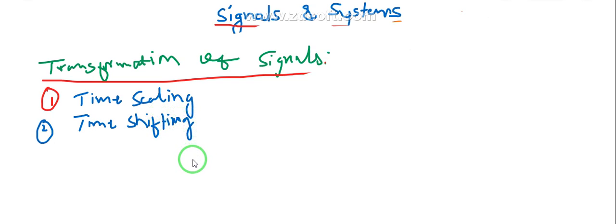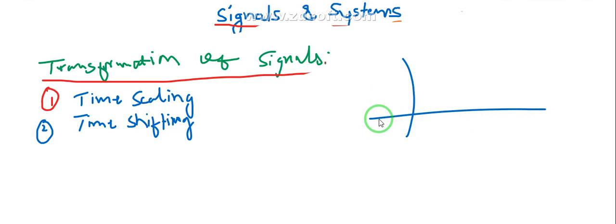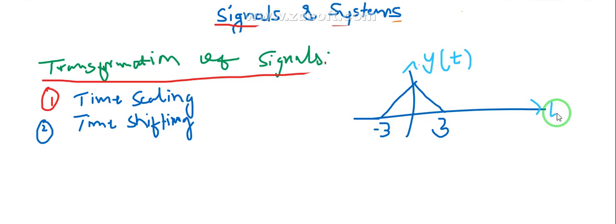Time shifting. For time shifting, let us consider some signal. I will take a triangular signal whose width is from minus 3 to plus 3. Let us consider this signal as some y of t, and this is the time axis, as you all know.